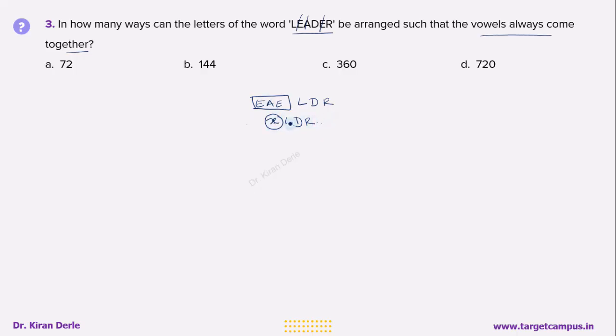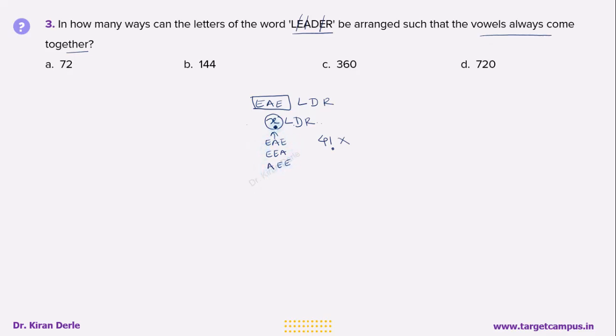So these 4 distinct letters can be arranged in 4 factorial ways. And for each of these arrangements, this X itself, which is a representation of these 3 vowels, can be rearranged. For each of these arrangements, we can have EAE, LDR, or we can have EEA, LDR, or we can have AEE, LDR. For each of these arrangements, D, L, R can be there. You have again these 3 different permutations.